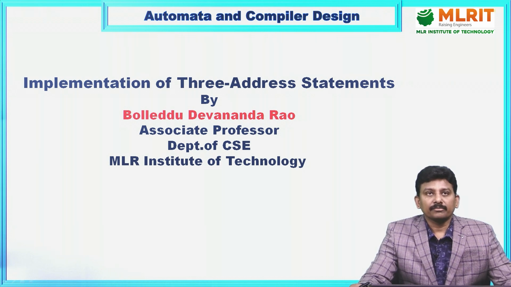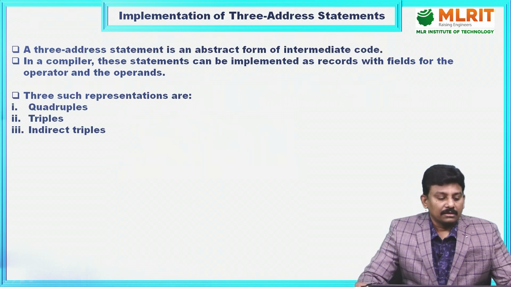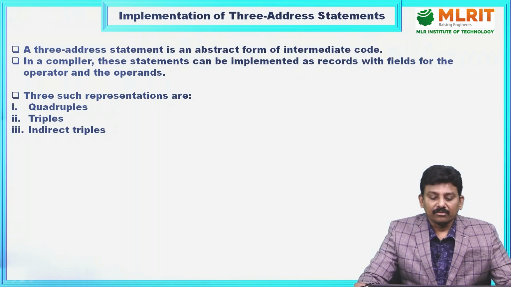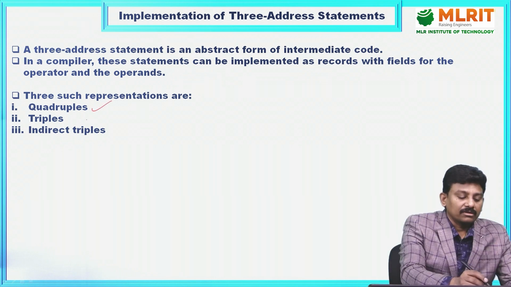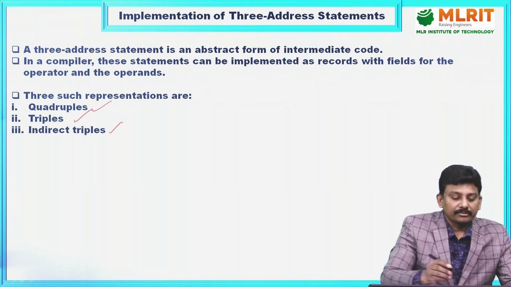Today's topic is implementation of three address statements. A three address statement is an abstract form of intermediate code. In a compiler, three address statements can be implemented as records with fields for the operator and operands. There are three types of implementations for three address statements. First one is quadruples, then triples and indirect triples.